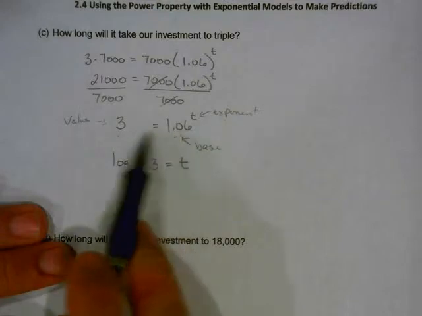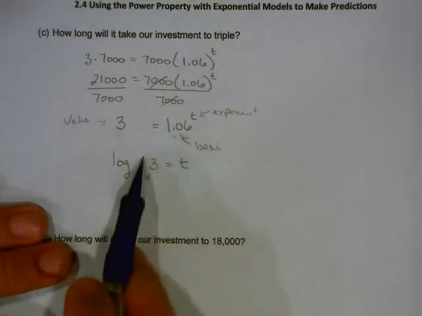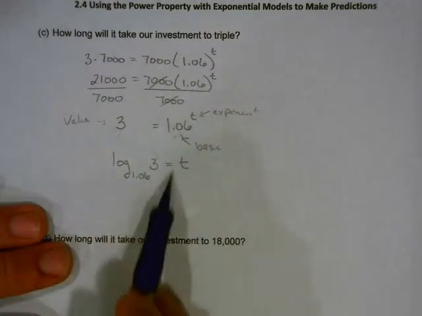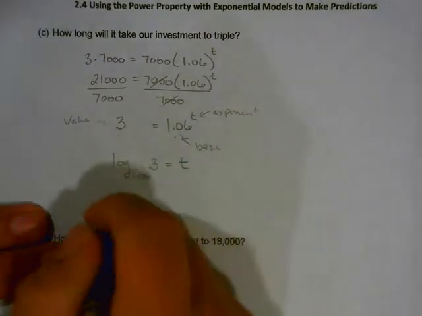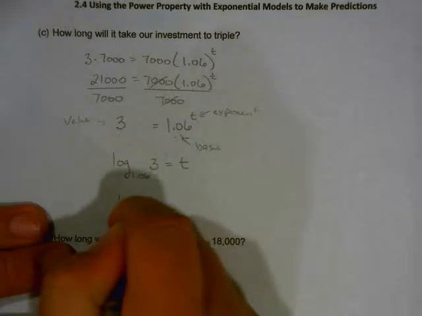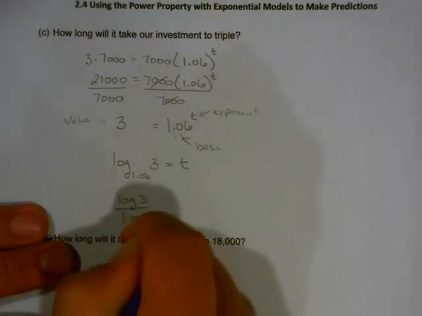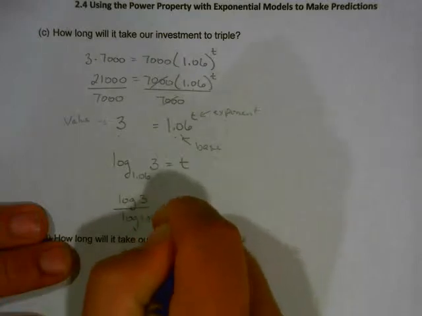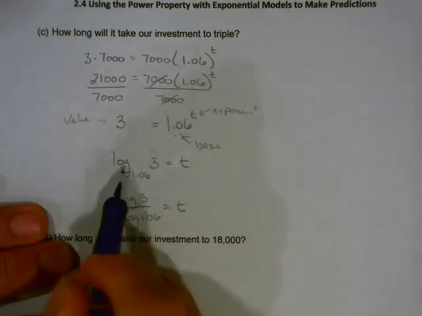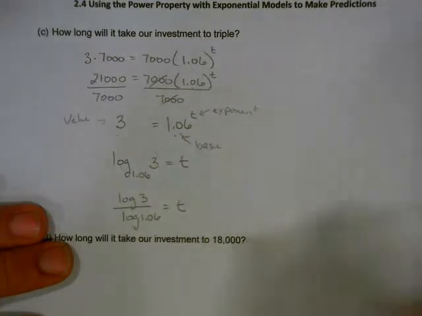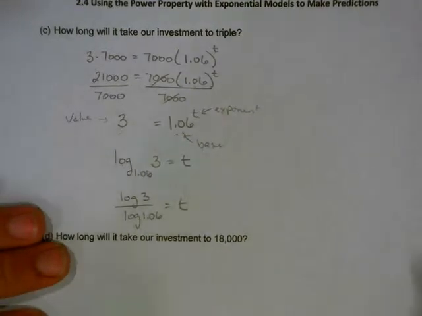So all we did is rewrite this exponential form into logarithmic form, but now we have to be able to evaluate this. So we have to know the change of base formula, which is log of 3 over log of 1.06 equals t. So it's log of the value divided by log of the base. Here we're converting to base 10. And we can plug it in.